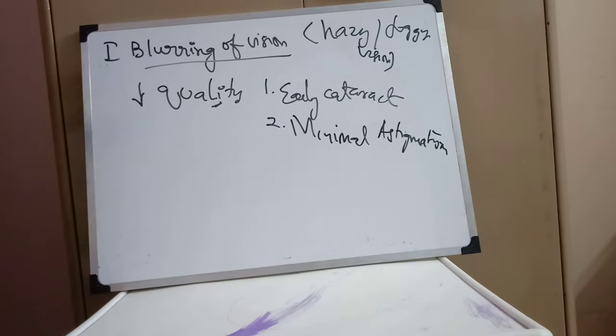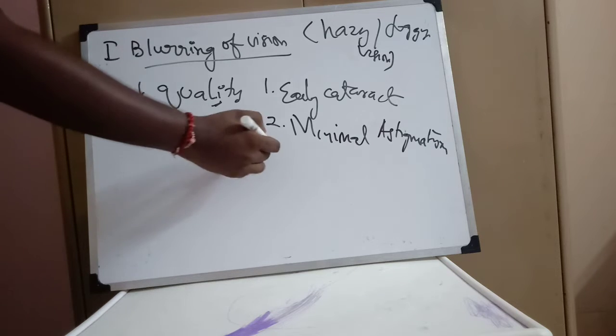Minimal astigmatism. In minimal astigmatism, the axis of the image formed is so slightly shifted that the overall position of the image seems to be the same, but the edges of the image are going to be overlapping or superimposed on each other, which is going to cause a slight blurring of the image, but the position seems to be the same.